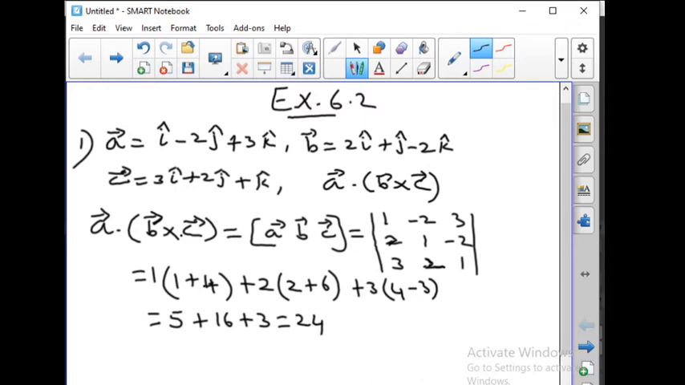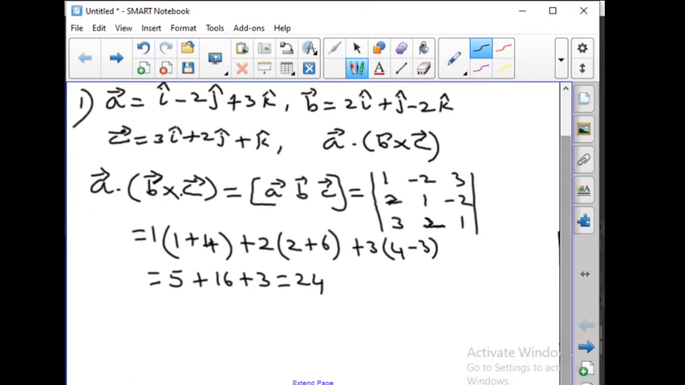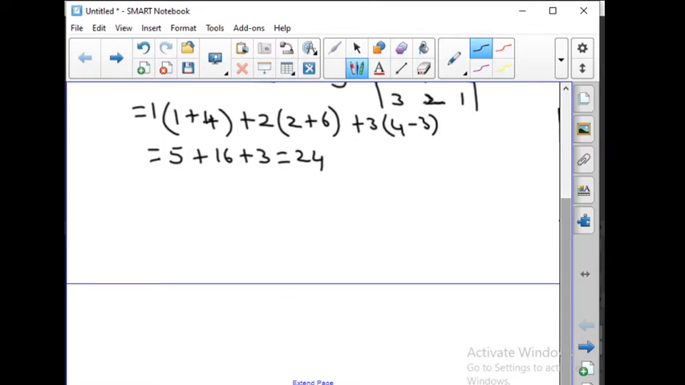Okay, then the second question can be taken for homework. Now we will do the third question. Question number 3. Find the volume of a parallelepiped whose coterminous edges are given, if the volume is 90 cubic units. Find the value of lambda.